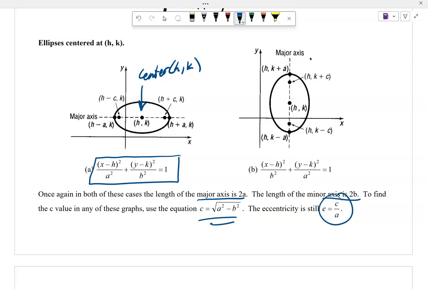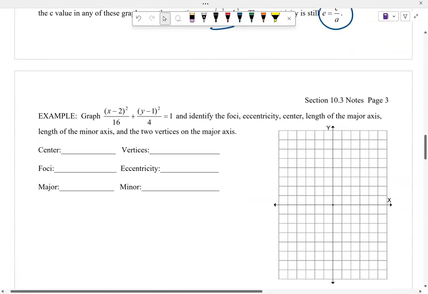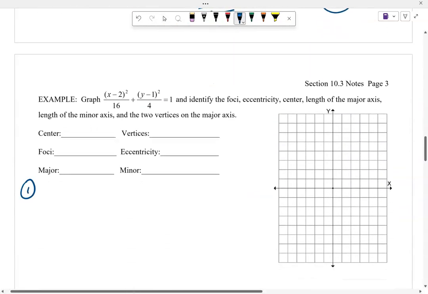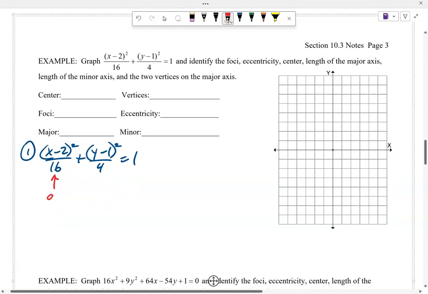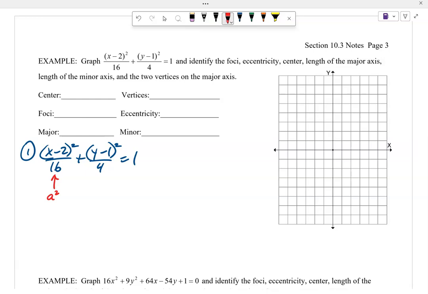And if the major axis is vertical, it'd be the one on the right. So let's go ahead and do this one first. We've got x minus 2 squared over 16 plus y minus 1 squared over 4 equals 1. Now notice the 16 is bigger than that 4, so that's got to be my a squared. If the a squared is underneath the x squared, then I know that my major axis is horizontal. So this will be elongated horizontally.